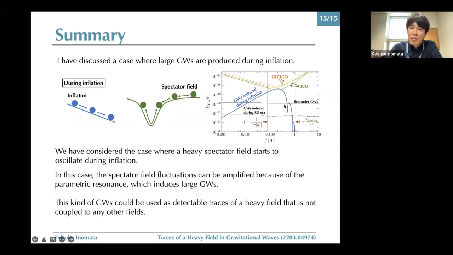So this is the result, and this kind of gravitational waves could be investigated by future observations, such as SIGO and BBO. And this kind of gravitational waves could be a detector of traces of a heavy field that is not coupled to any other fields. I think this is one of the interesting points of this work. Okay, I stop here. Thank you.